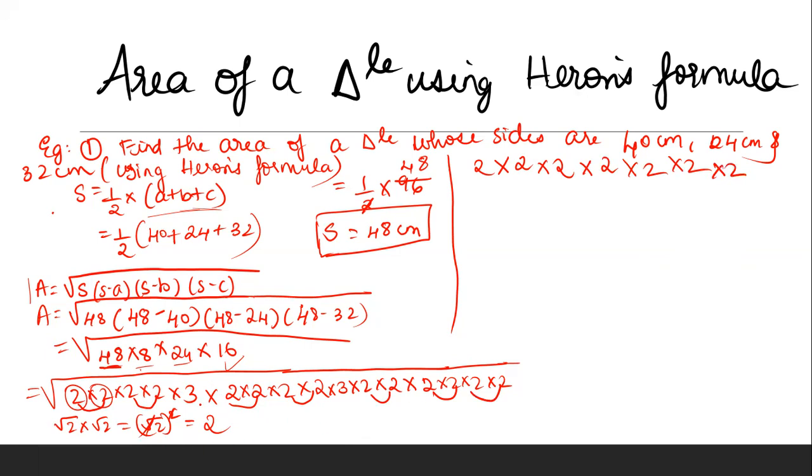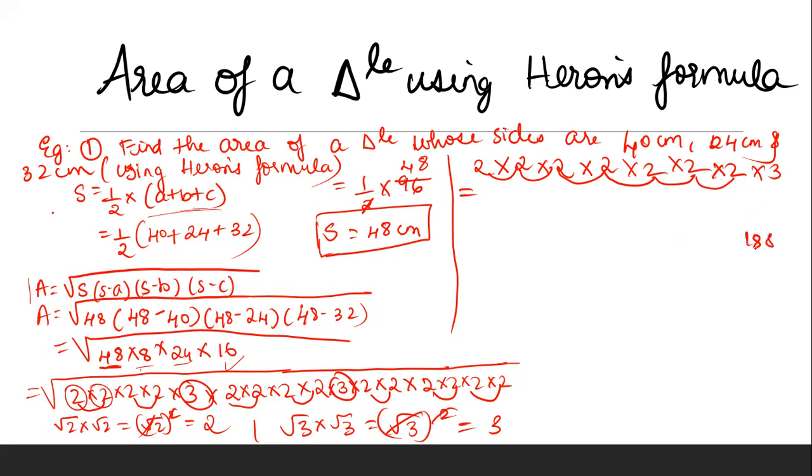What is left out? Have we grouped everything? No, we haven't grouped 3. So consider these 2 and you will get 3, meaning root 3 into root 3 will give us root 3 the whole square, which is equal to 3. So this is equal to 2 twos are 4, 4 twos are 8, 8 twos are 16, 16 twos are 32, 32 twos are 64, 64 twos are 188, 188 into 3. This will give us, oh, just a second.